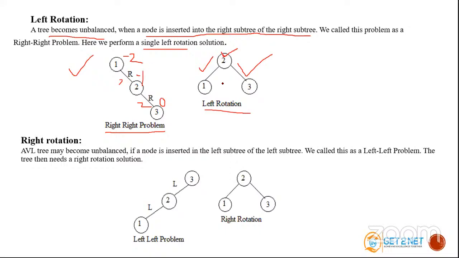But when I rotated it, when I made the left rotation, what might become my tree? It is balanced. 1 is my 0, 3 is my 0, and this is also 0. Left subtree height is 1, right subtree height is 1. 1 minus 1 is equal to 0. That means now my tree becomes balanced.